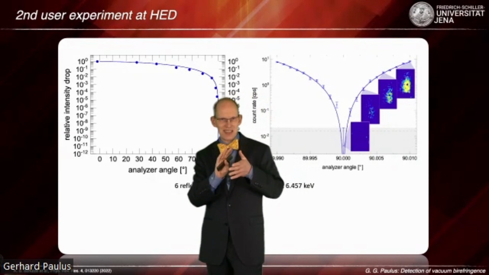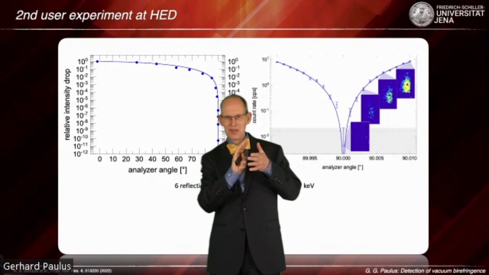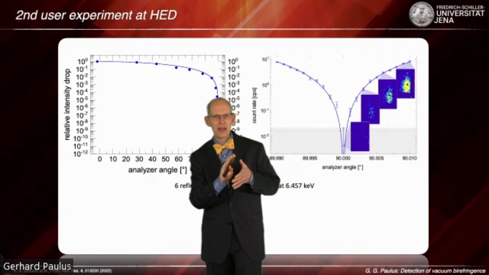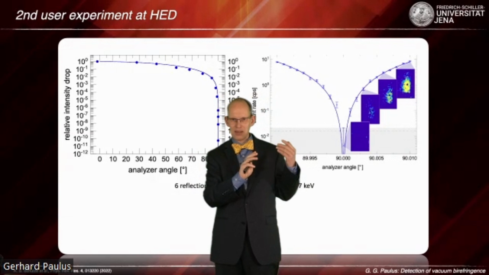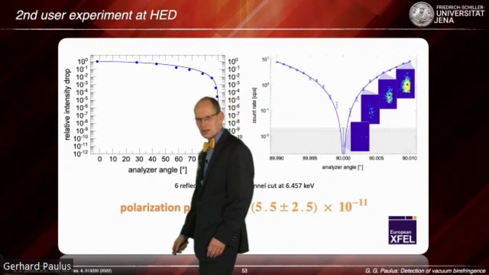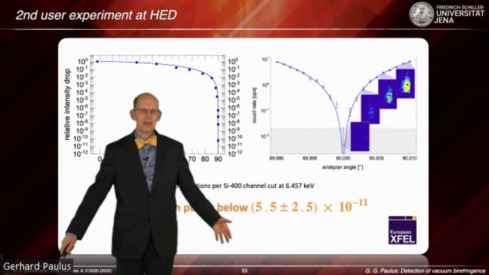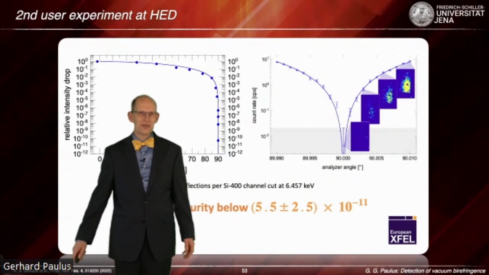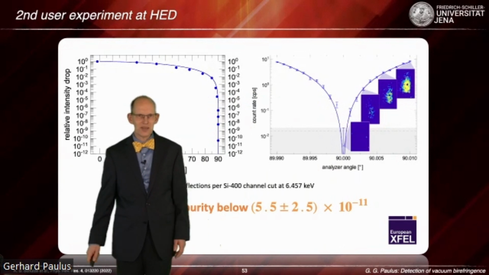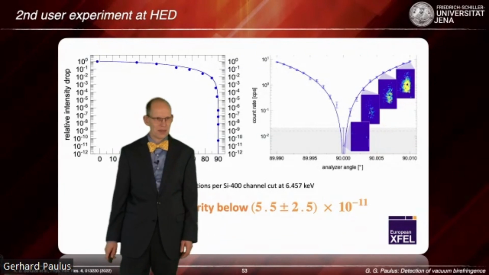And this limits the polarization purity that we can claim. So it is something like 5 times 10 to the minus 11. But it could also be 1 or 2 orders of magnitude better. We just don't know because we didn't have enough photons for that.